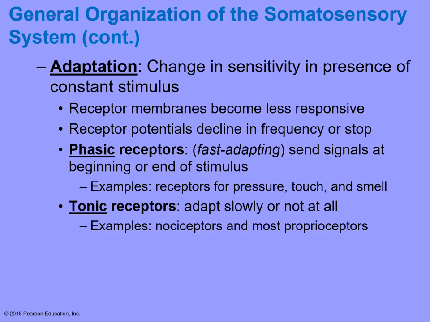Adaptation just refers to a change in the sensitivity when you're constantly receiving a stimulus. The receptor membranes become less responsive. And so therefore those graded potentials that are generated either decline in frequency or they stop altogether. And so it depends on what type of receptor it is, whether it's tonic, where it adapts slowly or not at all.